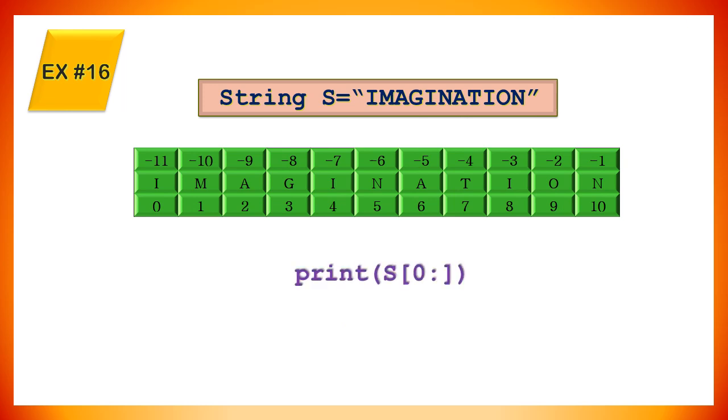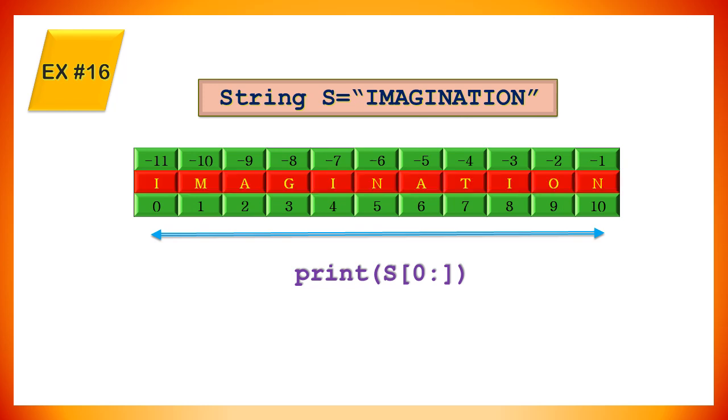Example 16, S[0:] with the end blank. Nothing has been provided in the end index. The start index has been provided as 0, but the end index has not been provided. If we find that end index is not provided, that means we will consider till the last index, including the last index. So 0 colon means 0 to till the last index of the string, that is index 10. So 0 to 11 is the range of the index. All the characters will be selected. So the whole string IMAGINATION will be shown in the output.